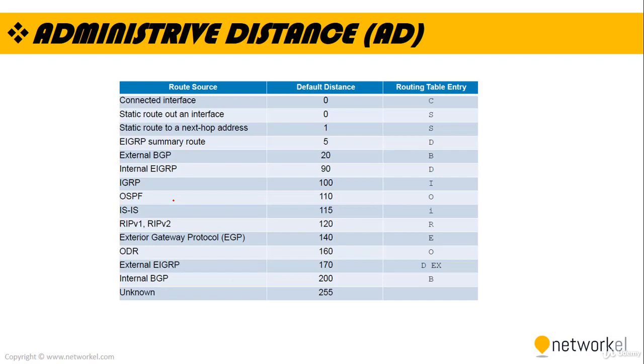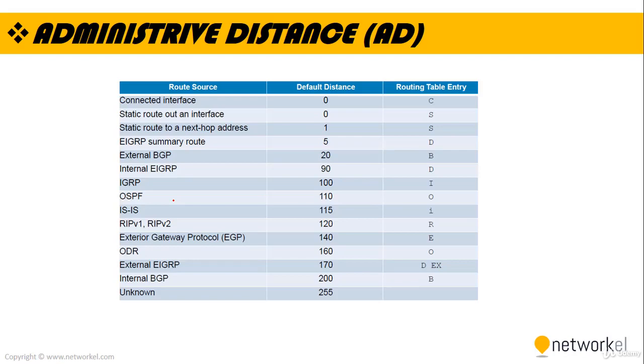Administrative distance is a value that routers use in order to select the best path when there are two or more different routes to the same destination from two different protocols. Administrative distance counts the reliability of a routing protocol and is a numeric value which can range from 0 to 255.